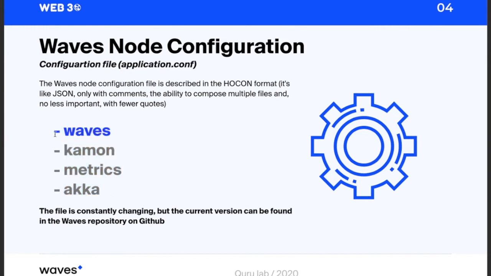But what we are going to be looking at majorly on this application configuration file is Waves. That is why the other ones are faded, because this is where we are focusing as we are talking about the Waves blockchain. And we will see how these configurations affect the behavior of the Waves node. Also, it's important for you to know that the Waves node is ever improving. In our previous video, we talked about how new features keep coming to the blockchain.